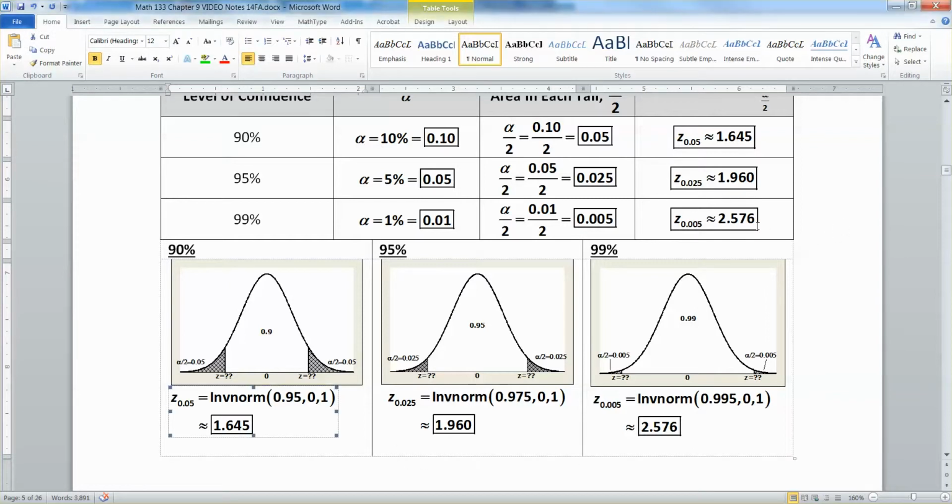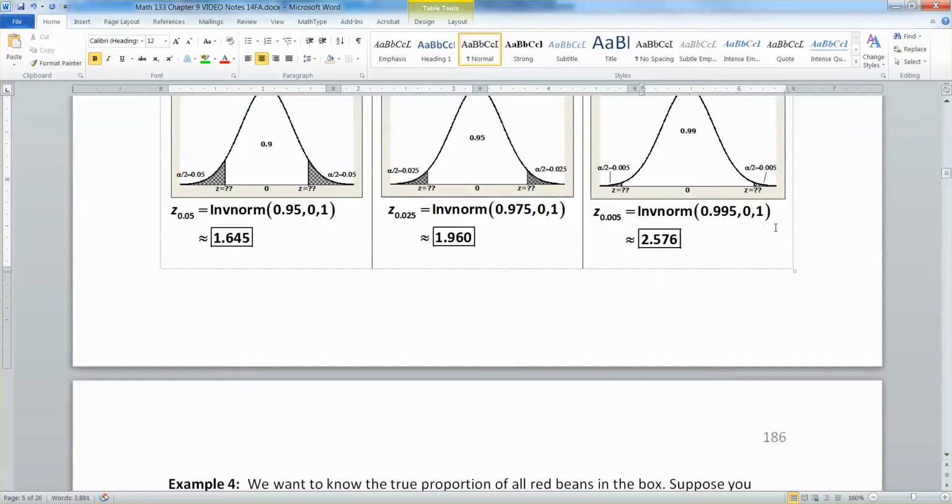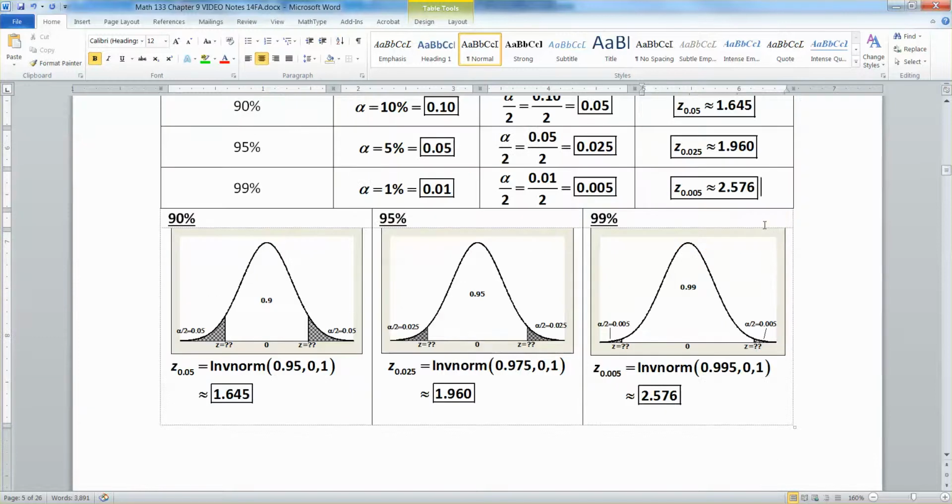All right, so now we know how to find critical z values by hand. Let's stop right there, and in the next video we're actually going to test our conditions for making the confidence interval, and then we're going to make the confidence interval using the calculator. I'll see you then.